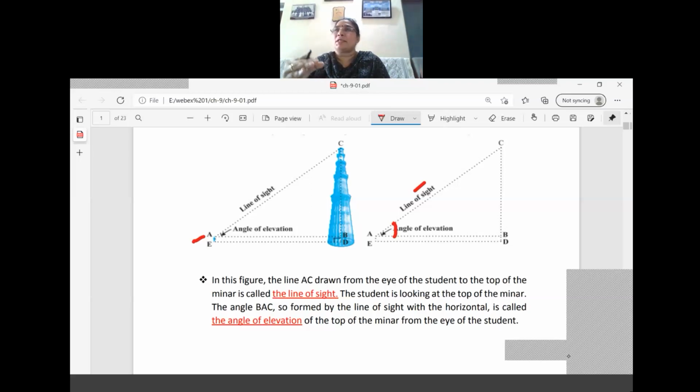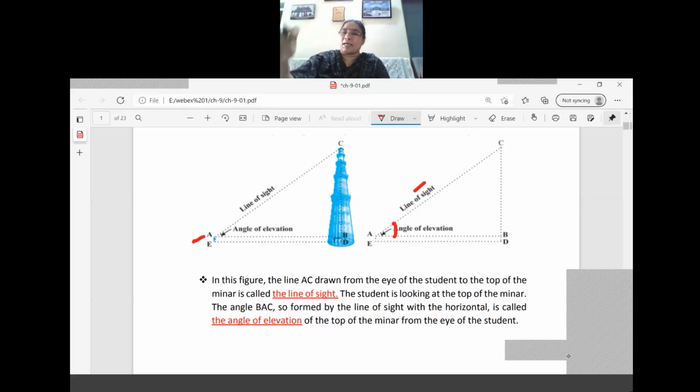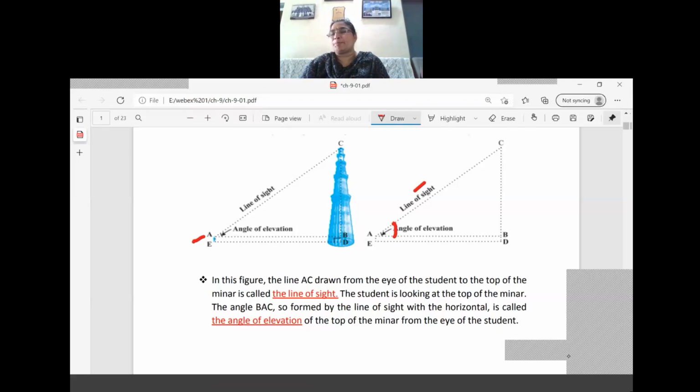Why is it elevating? Because we are raising our eye to the minar. So the angle is in the upward direction, an elevated angle. That is called the angle of elevation. So angle BAC is called the angle of elevation. Now BA is always parallel to the ground level. Which is the ground level? DE is the horizontal line, and AB is drawn in such a way that AB is parallel to DE.